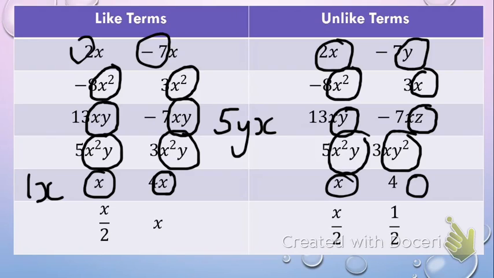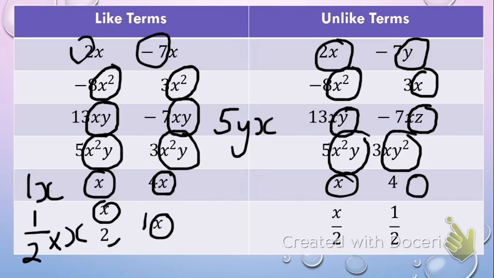Okay, last one. We have x over 2 or 1/2 x. That is the same as writing 1/2 times x. This way is a lot simpler to write. And x. Now the coefficient of x over 2 is 1/2 and the variable is x. This one, the coefficient is 1, the variable is x. So the two variables are the same, so they're like terms.